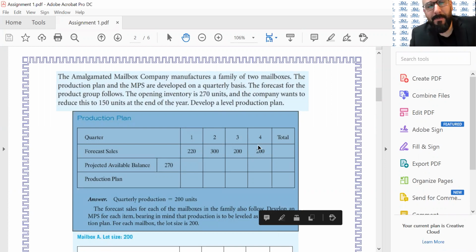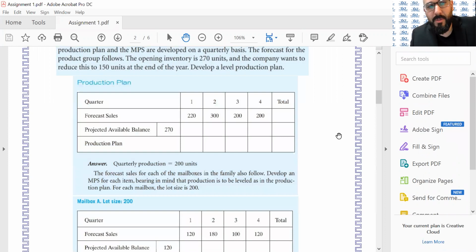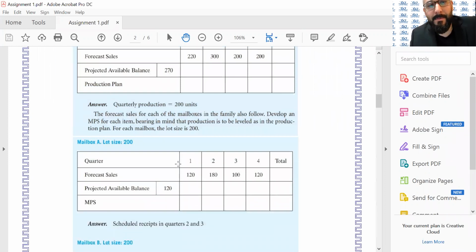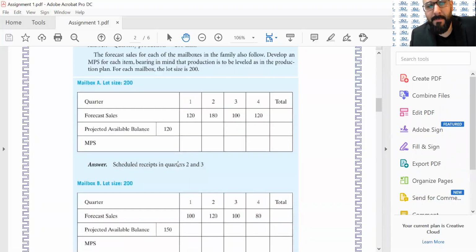How we could develop a production plan having two products in one family. So let's take this question as an example to show you how to develop a production plan and also how to connect the production plan with mailbox A and mailbox 2, which is basically two products, and we could create the MPS for these.